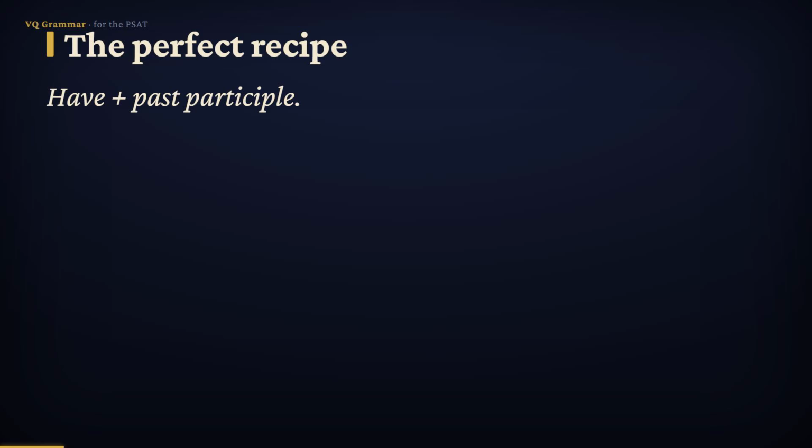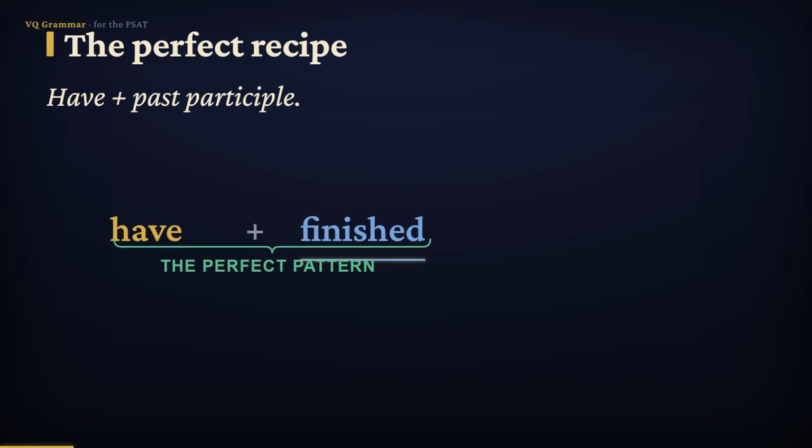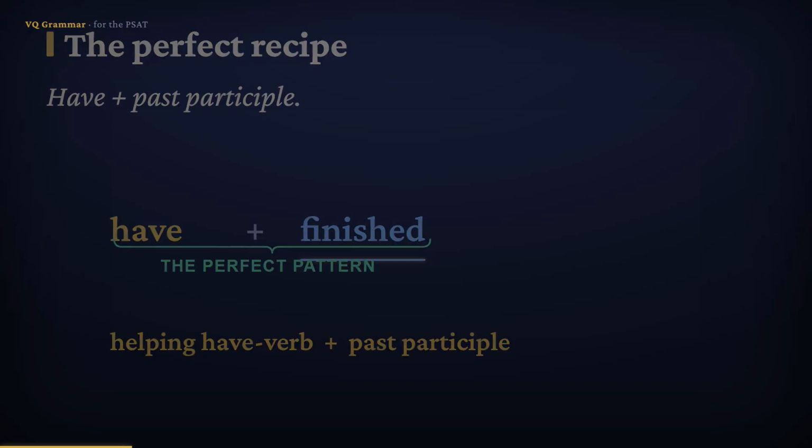Let's start with the recipe, because every perfect tense uses it. You take a form of the helping verb have, and you join it to the past participle of the main verb. Here, have plus finished. The have verb is just the helper. The past participle, finished, carries the meaning. Underline that participle in your mind. It is the part that never changes. Have plus past participle, that is the perfect pattern.